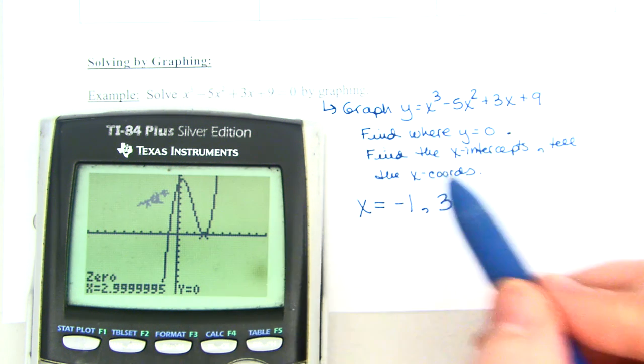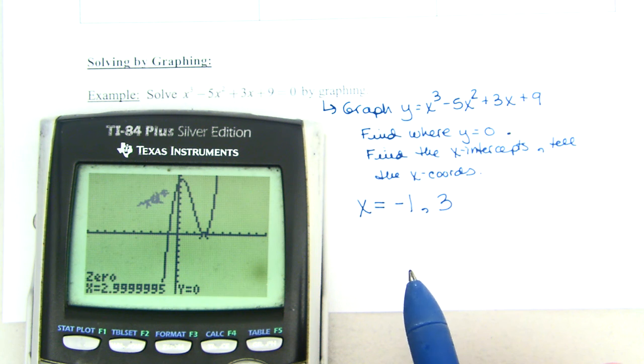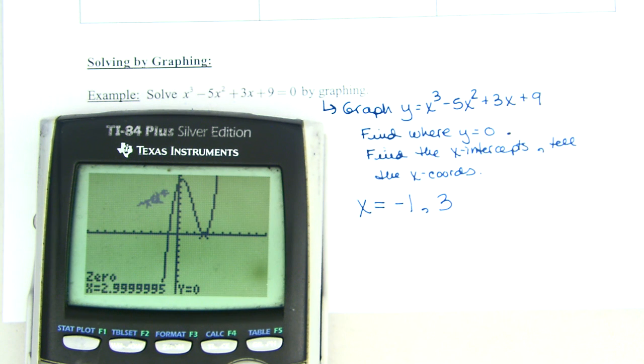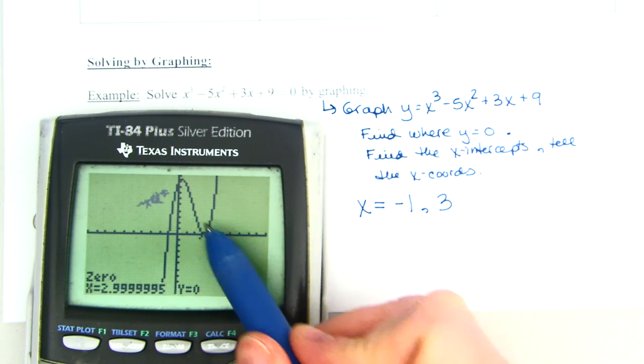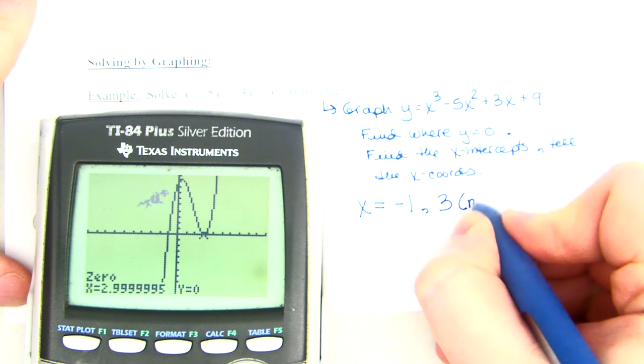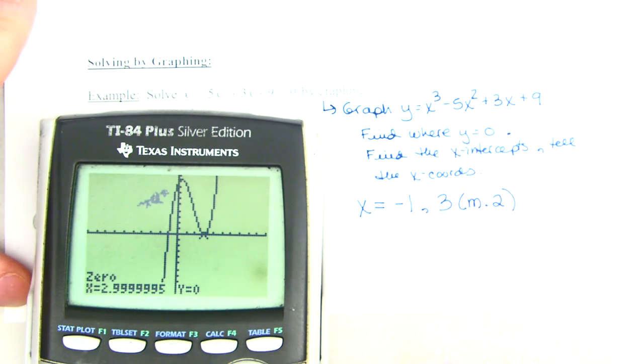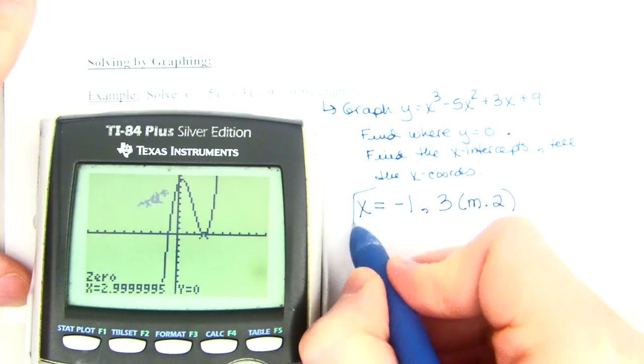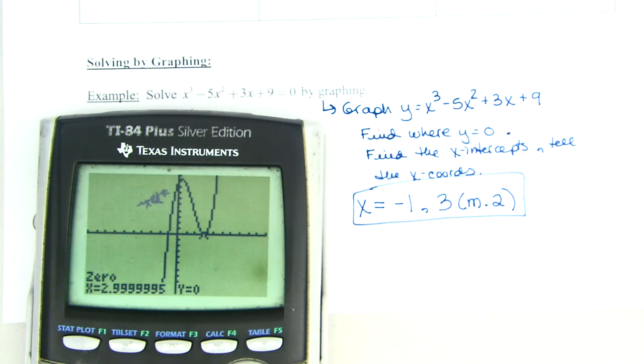Any thoughts where that third answer is going to come from? Usually we're just going to see the 3 x-intercepts. I don't see a third one here. Any idea where we're going to get our last answer from? Look at that graph. It's hitting it, bouncing off like a parabola. That tells me 3 is going to have a multiplicity of 2. That's where the third answer is coming from. X equals negative 1 and 3 with a multiplicity of 2.